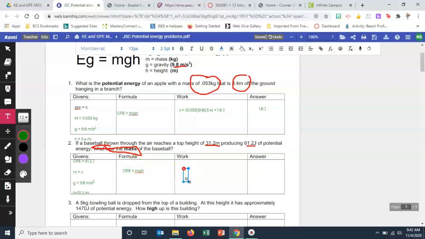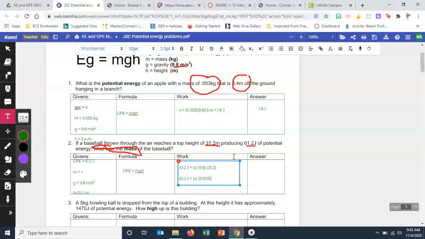Now let's plug in. This one's going to be a little bit multi-step because we do have to do that manipulation. GPE, we know, is 61.2 joules of energy, and the mass is our unknown. Gravity is 9.8, and the height is 31.2. Now we just need to simplify. The first thing we're going to do is order of operations, in which we have 9.8 times 31.2, and I get 305.8. I'm going to round that.